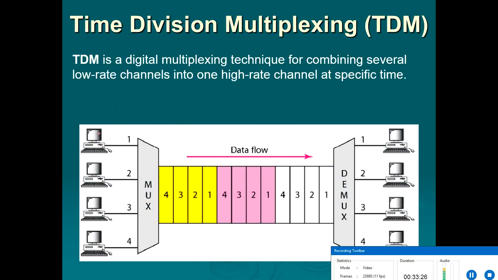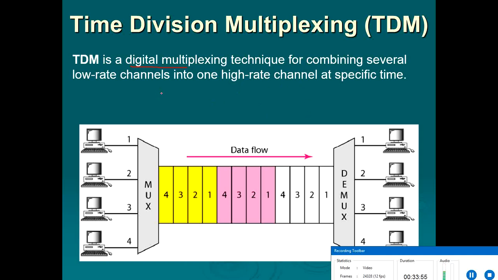That was all about frequency division multiplexing. Now we are going to talk about time division multiplexing. Time division multiplexing is a digital multiplexing technique. Frequency division multiplexing is an analog multiplexing technique. Time division multiplexing is a digital technique for combining several low rate channels into a high rate channel at a specific time.